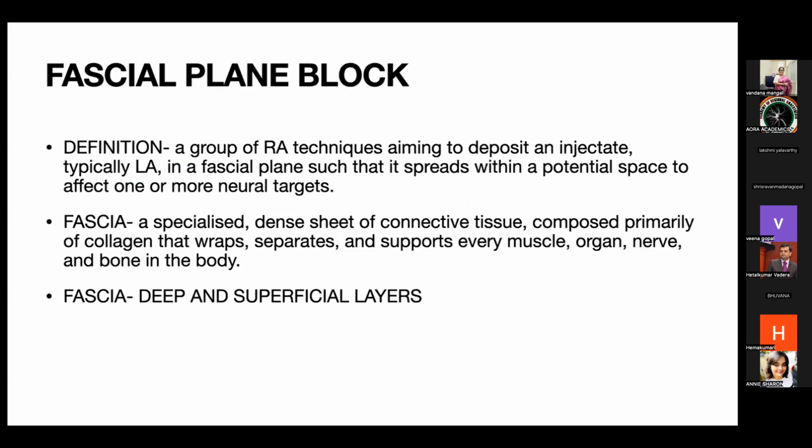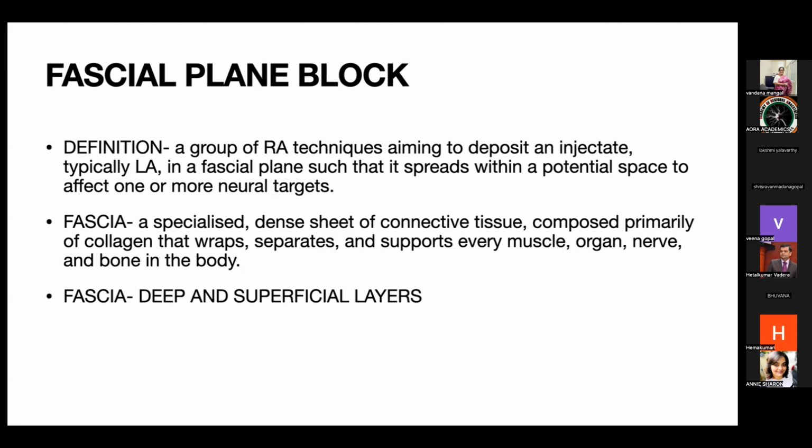A fascial plane block is a group of regional anesthesia techniques aiming to deposit and inject, typically a local anesthetic, in a fascial plane such that it spreads within a potential space to affect one or more neural targets. This was given in an article by Kasai and Costa. So what is fascia? Fascia is a specialized dense sheet of connective tissue composed primarily of collagen that traps, separates, and supports every muscle, organ, nerve, and bone in the body. Its main role is that it anchors the entire body and separates various parts of the body into particular compartments.